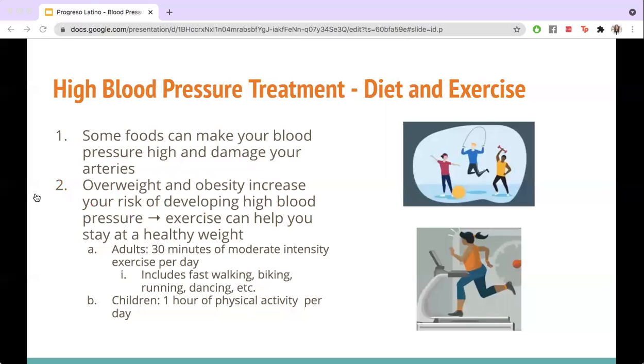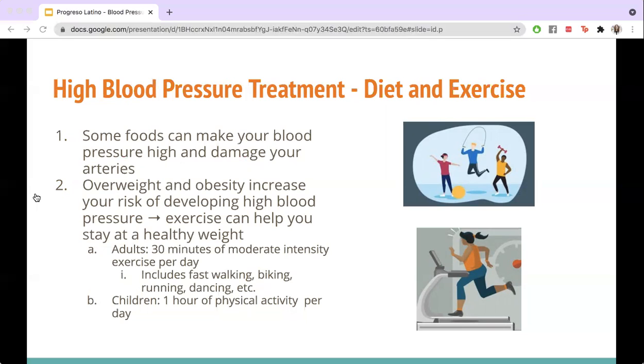Another way to help treat high blood pressure is lifestyle related, and that deals with diet and exercise. There's some foods that can make your blood pressure high and damage your arteries. Also, overweight and obesity increase your risk of developing high blood pressure. So exercising can help you stay at a healthy weight.